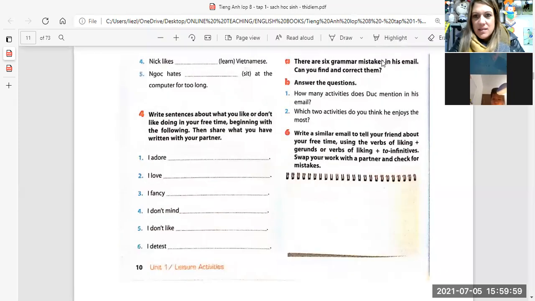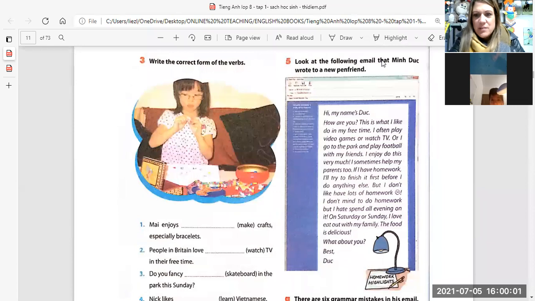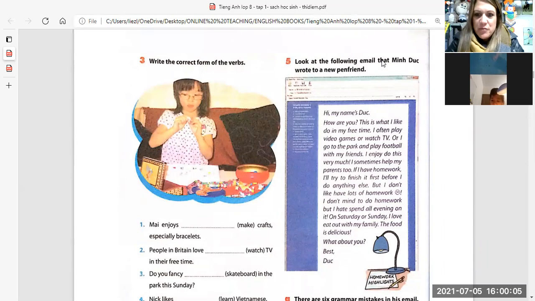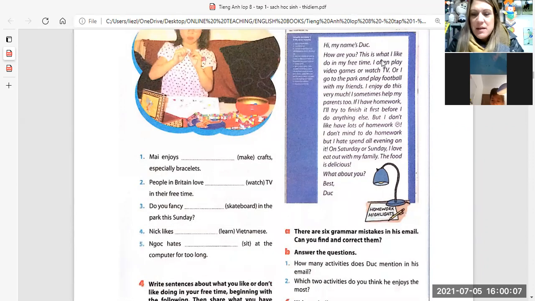Okay, let's go up here. Look at the following email that Minduk wrote to her pen friend. Okay, let's read the email. Hi, my name is Duke. How are you? Just eat what I like do in my free time.